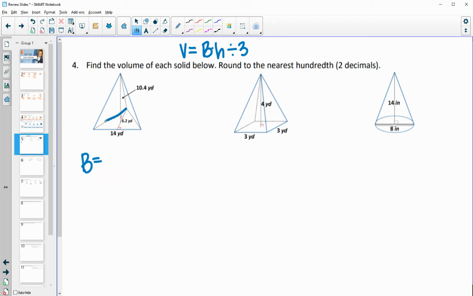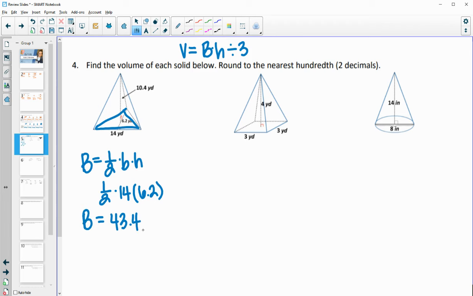So in this first one, our base shape is a triangle, and for a triangle, remember it's 1/2 the base length times the height. And so the base length in this one is 14, and the height is 6.2 of that base, not the height of the pyramid, but the height of the actual base is 6.2. So then we'll do 14 times 6.2 and then divided by 2. So we get the area of the base in this one is 43.4.